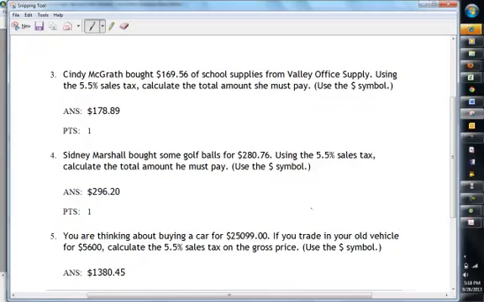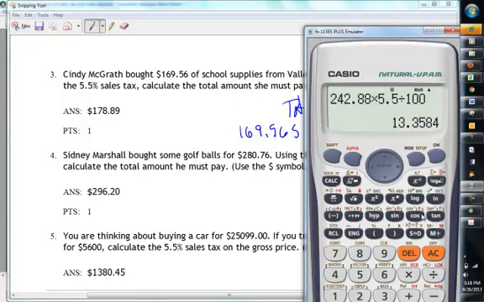Sidney McGrath bought $169.56 on school supplies. Using 5.5, calculate the total. So she spent $169.56. That's 100%, the sale. We want to know the total, which is 105.5%. 169.56 times 105.5 divided by 100 is 178.89.